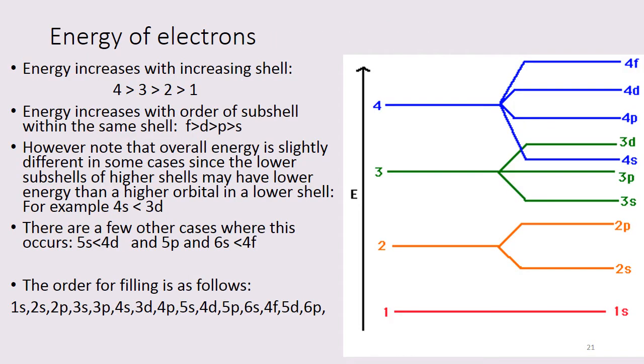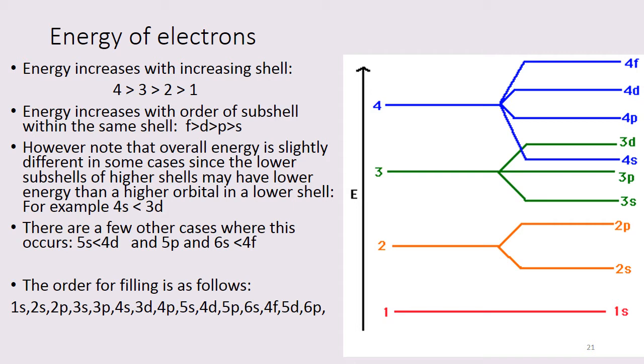All right, so energy of electrons. The energy will increase with increasing shell. So we already knew that. So the first shell is lower than the second shell, is lower than the third shell, is lower than the fourth shell. Now, we get into a little bit of a problem here. Oh, let me back up for a second.